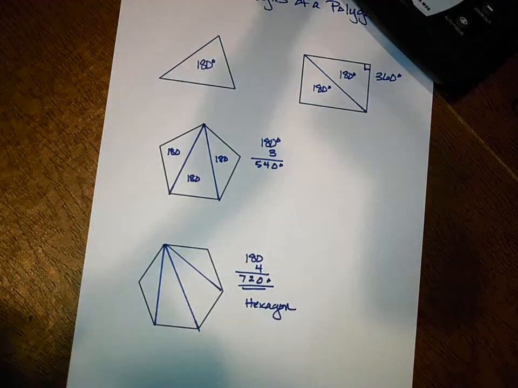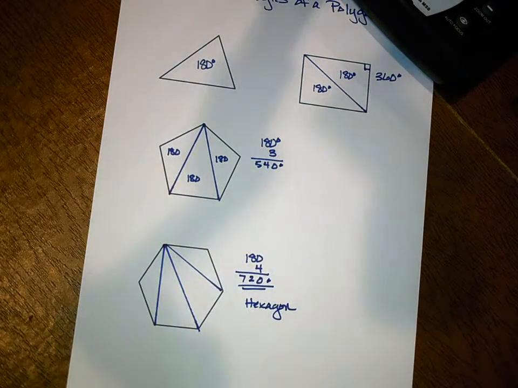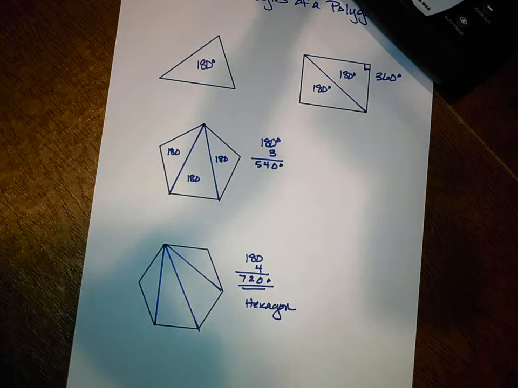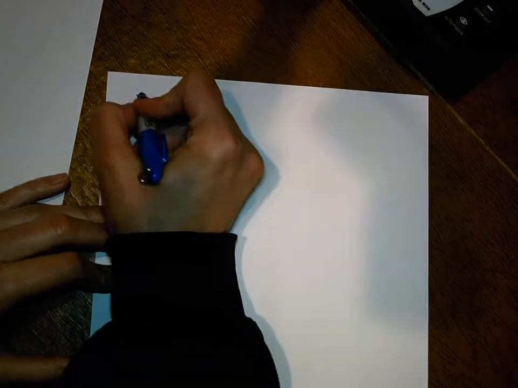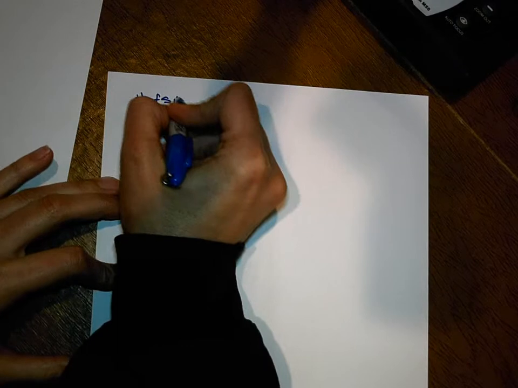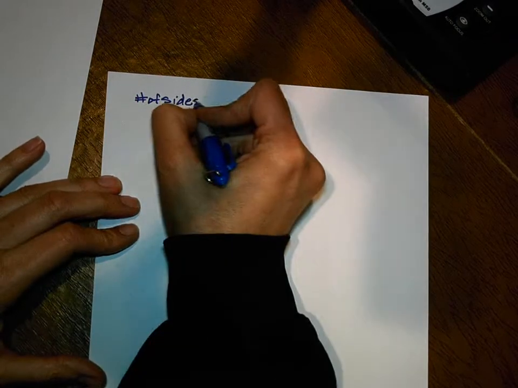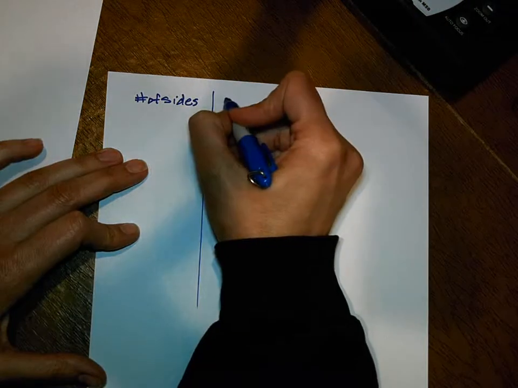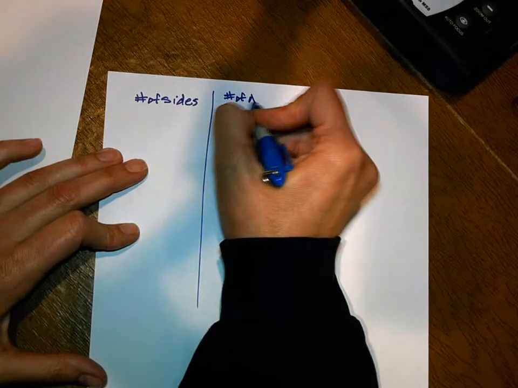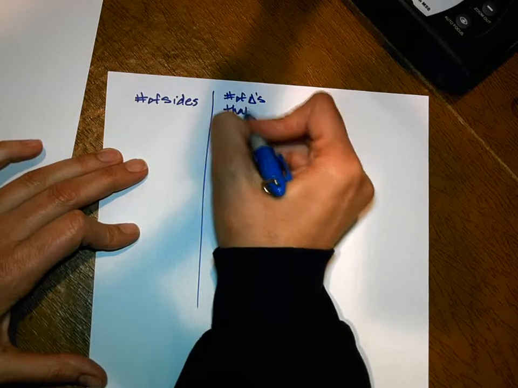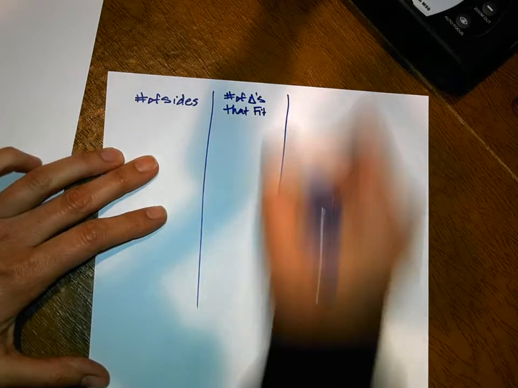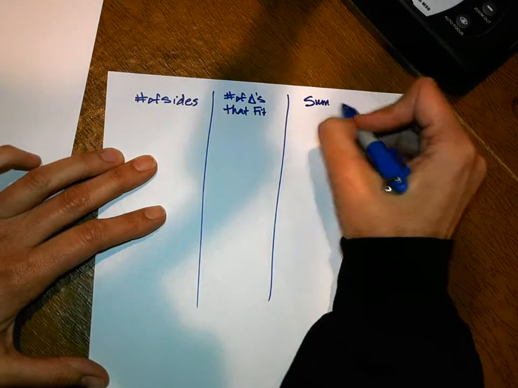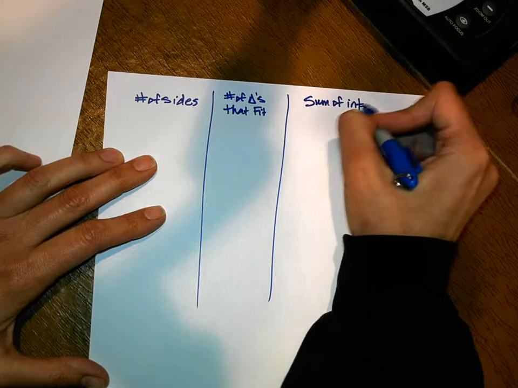We can continue to do this with any shape, an octagon, a decagon, dodecagon, anything, and we're going to come up with this relationship. The number of sides will be one of our columns. The number of triangles that fit. And then the sum of the interior angles.